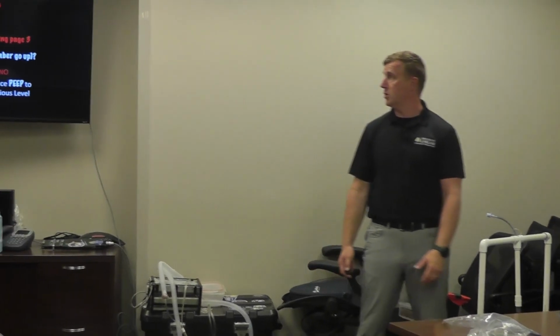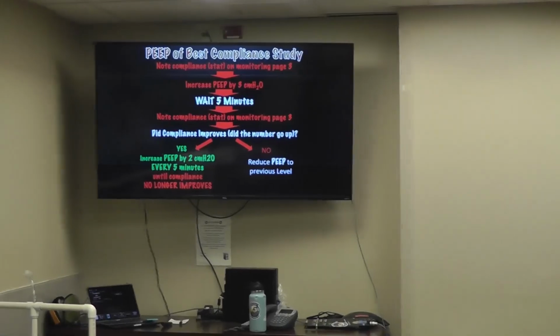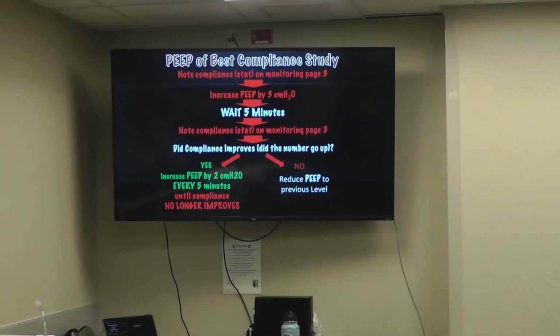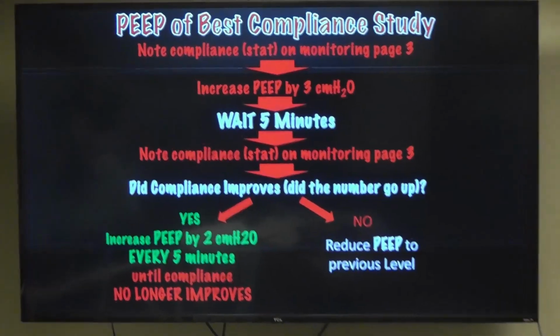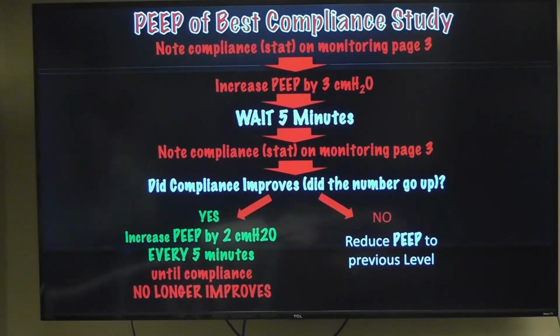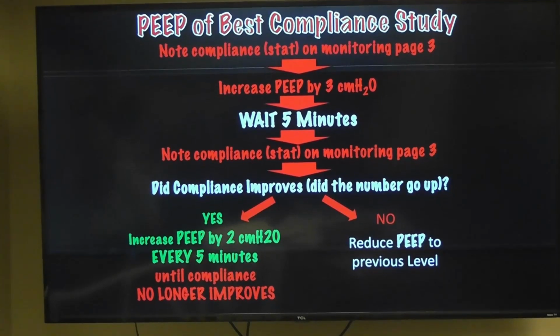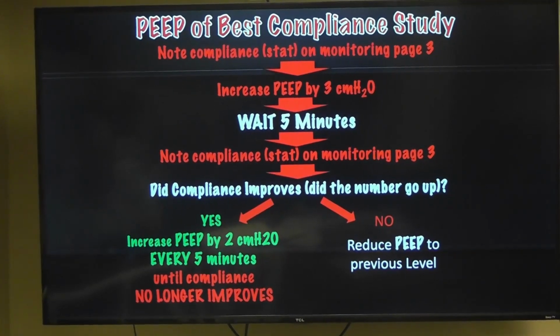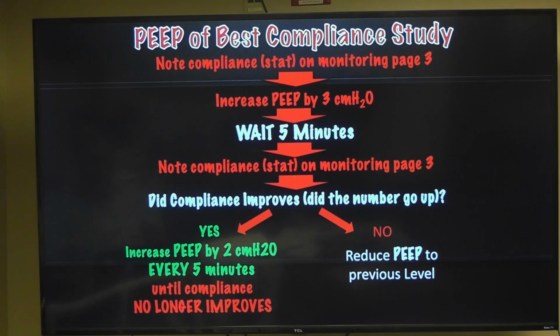Okay? So you're going to look at whatever your PEEP is, and on the T1, you're going to look at page 3 and you're going to look at your compliance. So you're going to note what your compliance number is. You're going to increase your PEEP by 3. So let's say you started at a PEEP of 5, you're going to turn it up to 8. Then you're going to wait 5 minutes. And after 5 minutes, you're going to note your compliance number again.